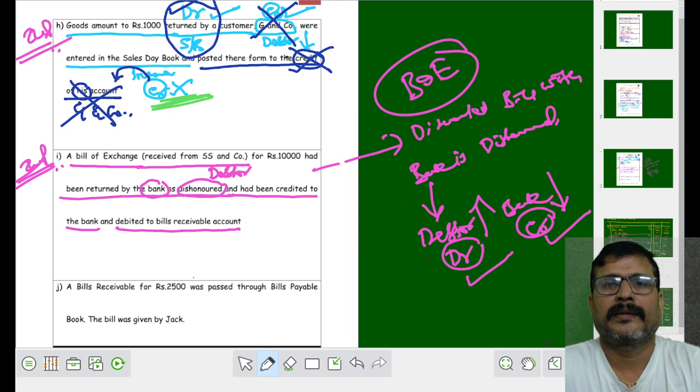Okay, what happened? Debtor increased, the debit. Who is the debtor here? Here the debtor is S and S Co. He is a debtor. Debtor increased, our bank balance will decrease. Are you getting my word? It is a point from our bills of exchange chapter. Debtor will increase because when a bill is dishonored, immediately it goes to the debtor. Debtor balance will increase. Then simultaneously our bank balance will decrease.